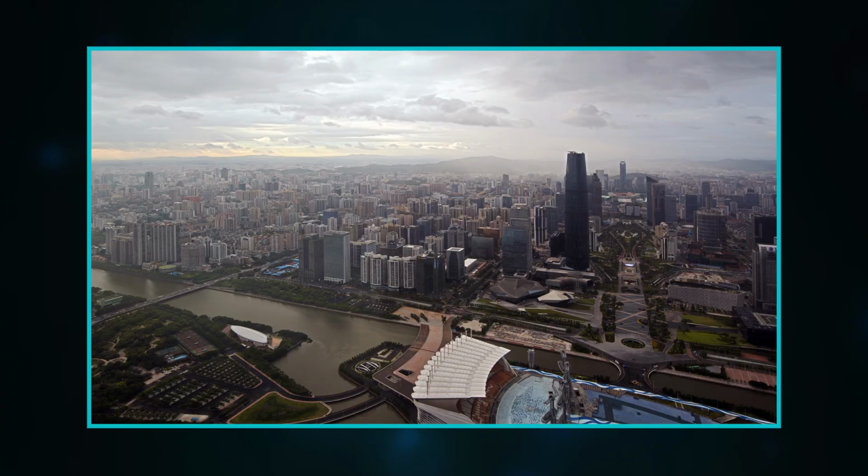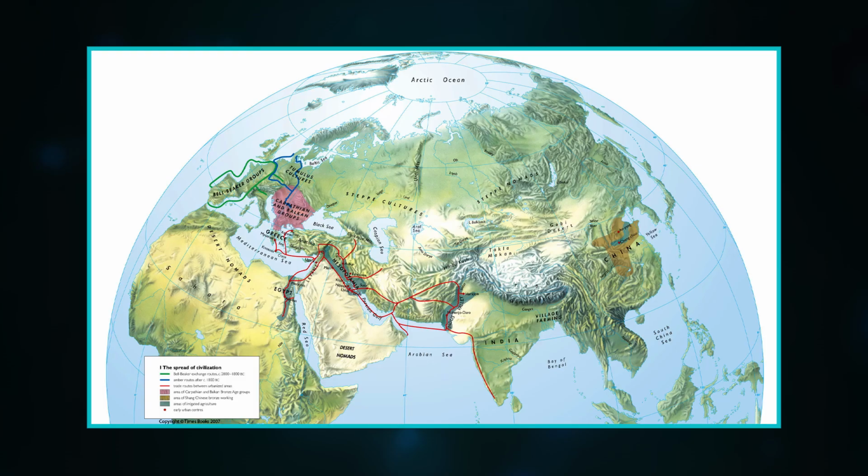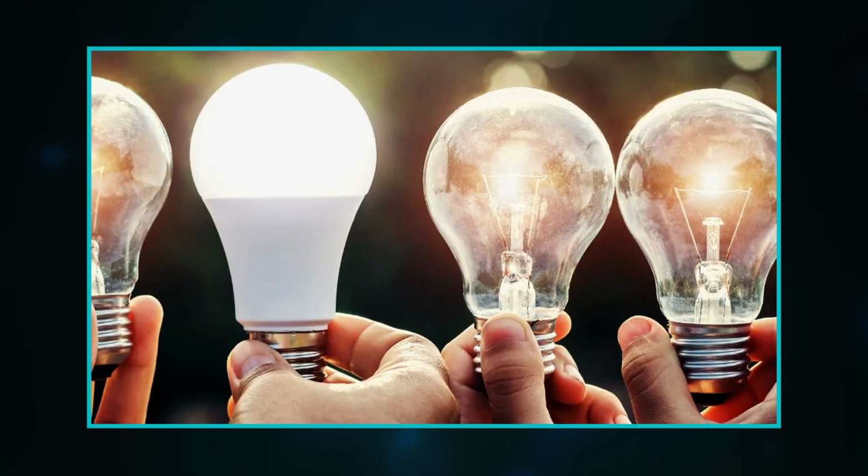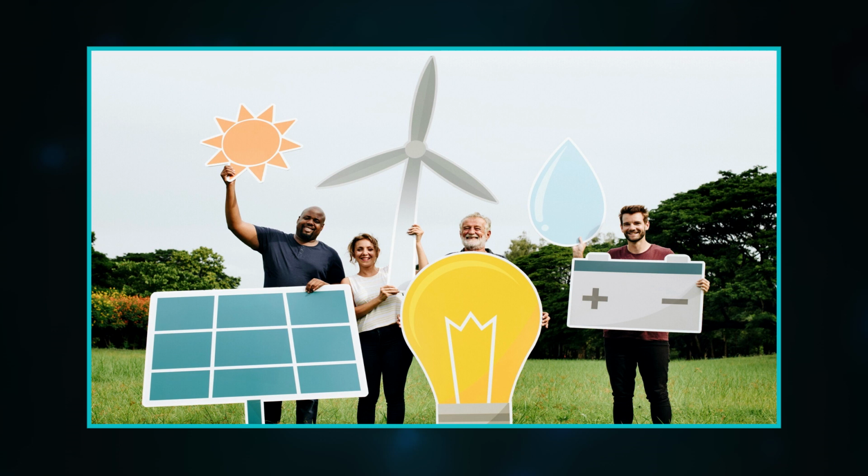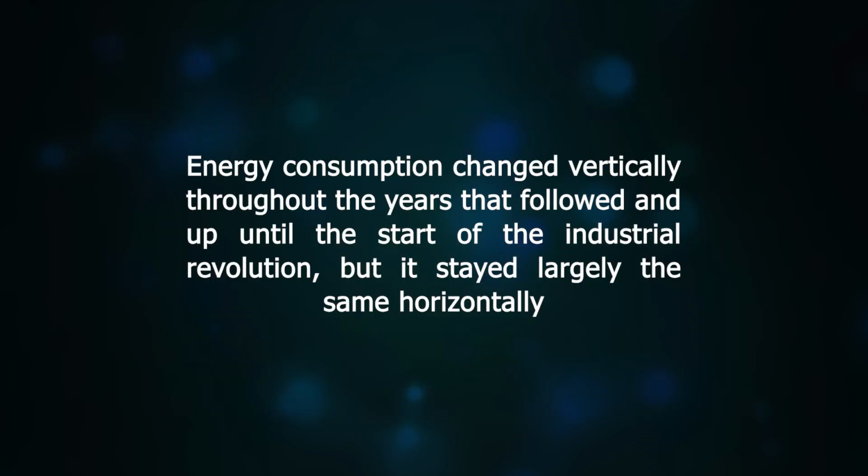With the increase in urbanization, it was observed during the global spread of civilization, the trend of rising energy consumption persisted. As social stratification began to take place during this age, different groups within society used varying amounts of energy. Energy consumption changed vertically throughout the years that followed and up until the start of the Industrial Revolution, but it stayed largely the same horizontally.